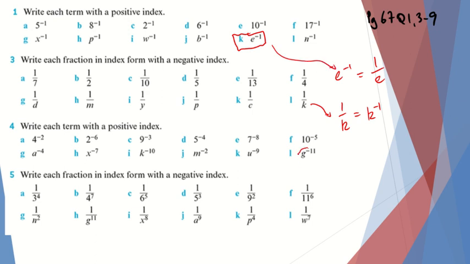Looking at some other examples, g, so 1 over g to the power of 11. And the question's telling me it should have a positive index. Maybe we can pick another one here to make life easier. 1 over m squared.